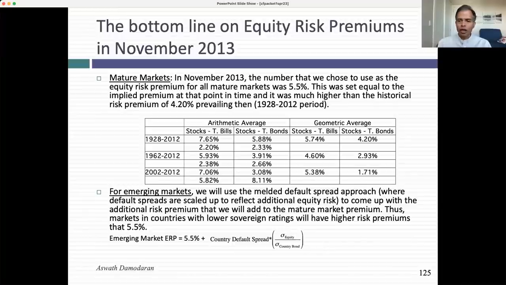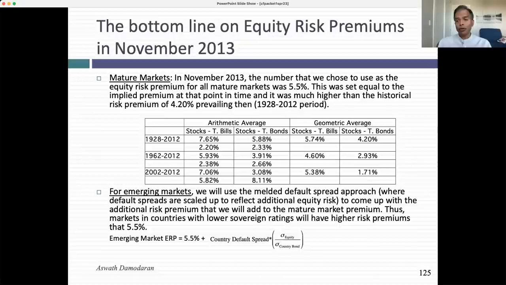For emerging markets, for countries which have more risk, I start with the 5.5% in November of 2013. Take the default spread for that country, either from the rating or the sovereign CDS market, and scale up that default spread for the higher risk that equities in that market have relative to that country's bond. So that's what you saw with Brazil, 1.5 times. And I do this for every country.